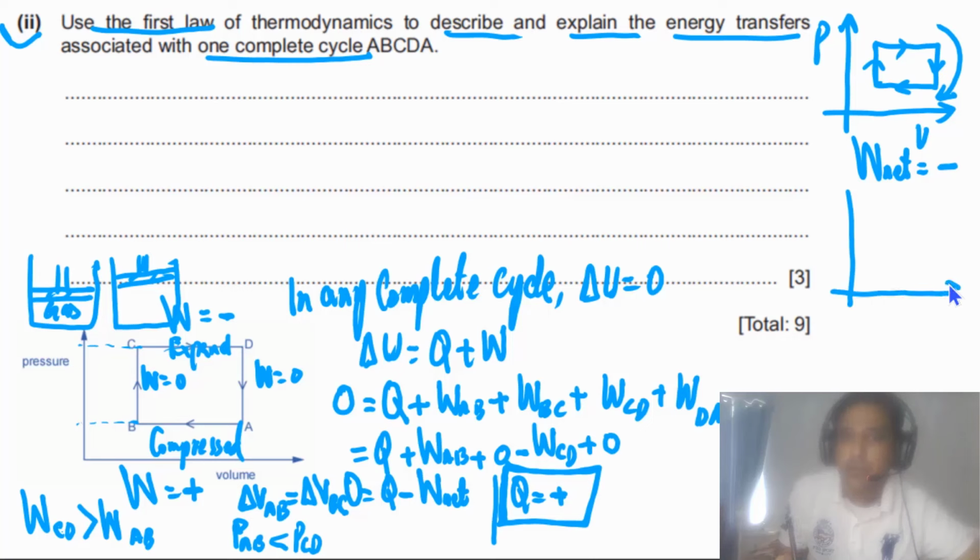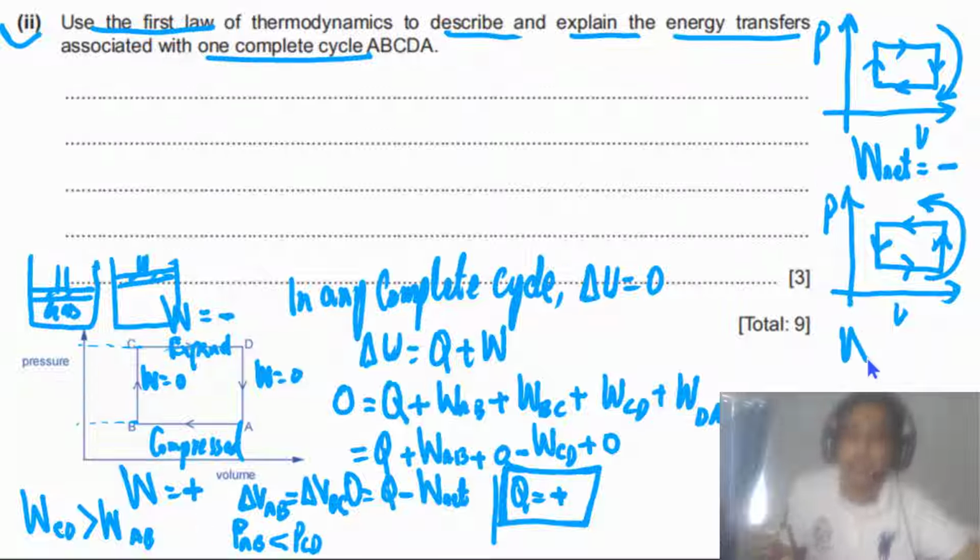And if we have P here and V here, again we have this cycle, but this time it is anti-clockwise. So in this case, you can see this cycle is anti-clockwise, and in this case net work done on gas will be positive. So in this case, thermal energy will be released. In this case, thermal energy has to be added.